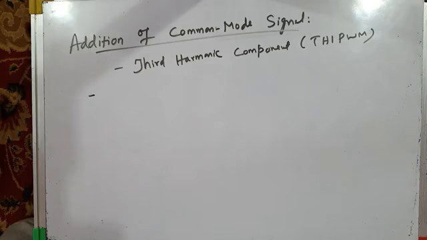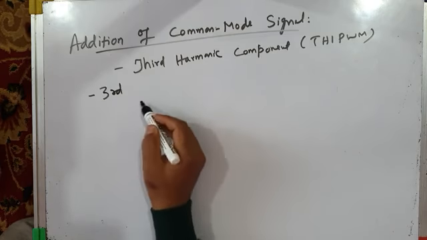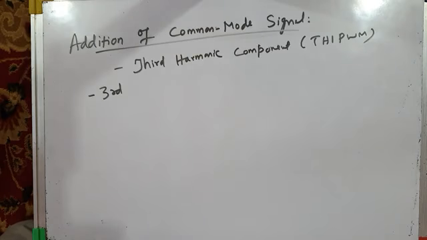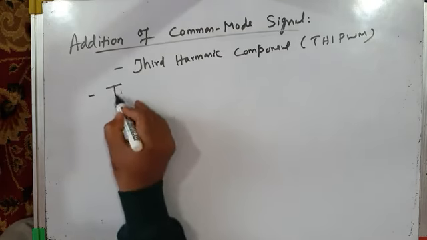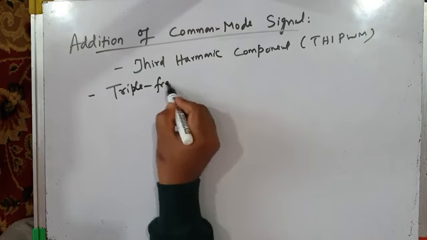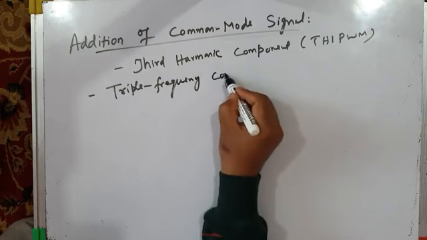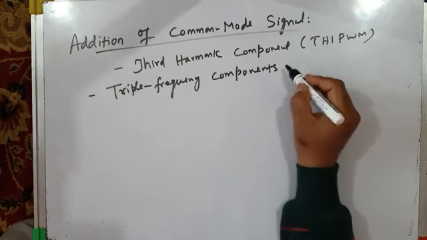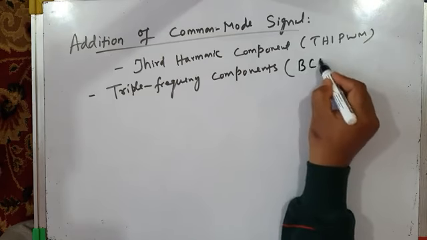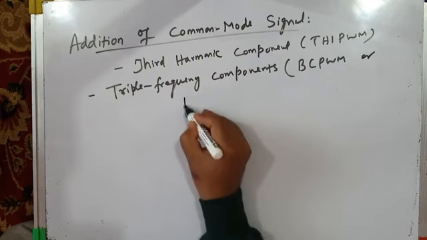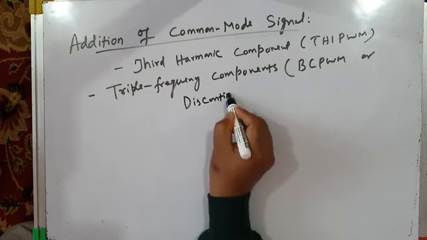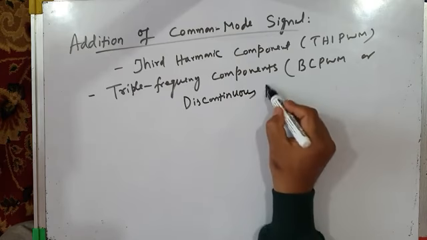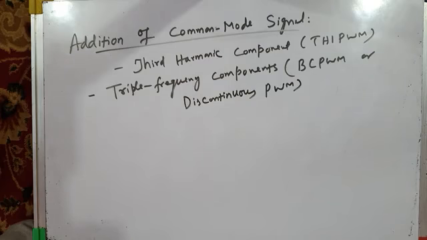We may also use third harmonic or triple frequency components, not the third harmonic component, triple frequency component which will have third and multiples of third harmonic, which will give bus clamping PWM or discontinuous PWM, just in the same way we have done for 2-level voltage source inverter.